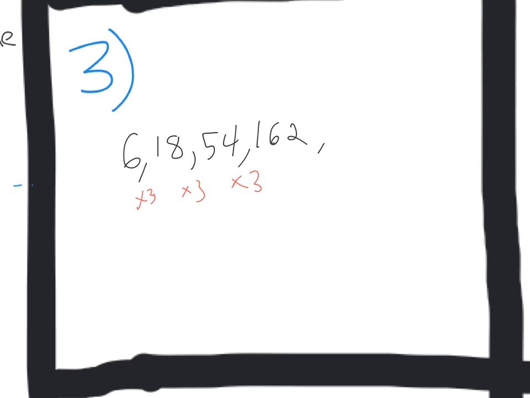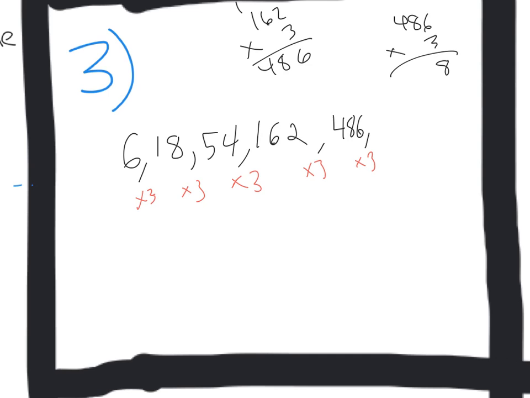So the next numbers in the sequence would be 162 times 3, which is 486. Check myself really quick. Yep, 486. And then the next term would be 486 times 3. So we could do that really quick. 486 times 3, 1458 would be the last term in that sequence.